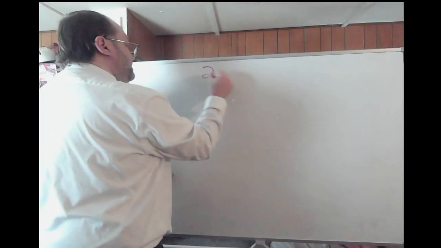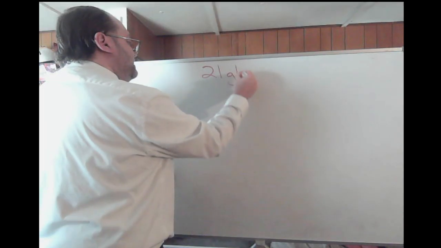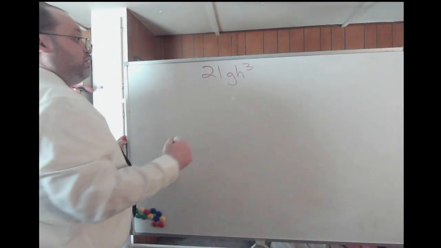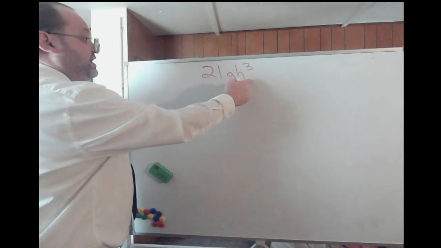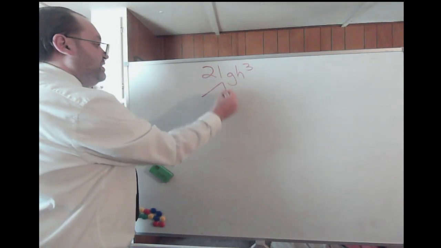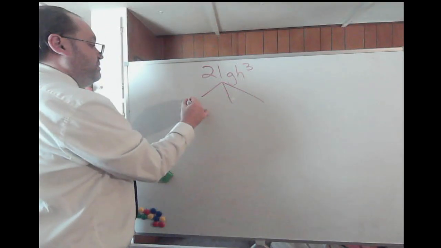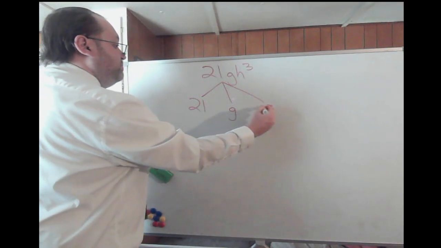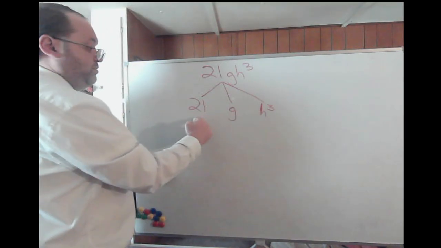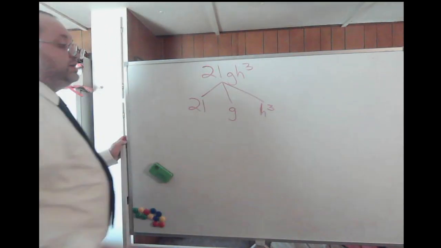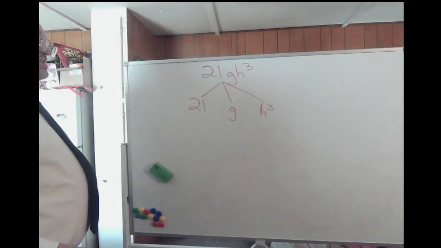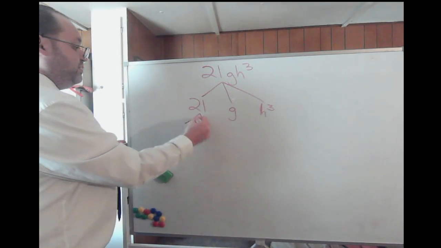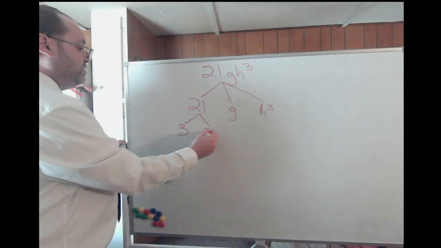Alright, we have 21gh cubed. 21gh cubed. So we have 21, we have g, and h cubed. So that tells us we have 3 things being multiplied. We got 21, we got g, then we have h cubed. We can break that down into 3 parts. 21 times g times h cubed. Well, let's start. Can we factor 21? We sure can. You'd have 3 and 7.